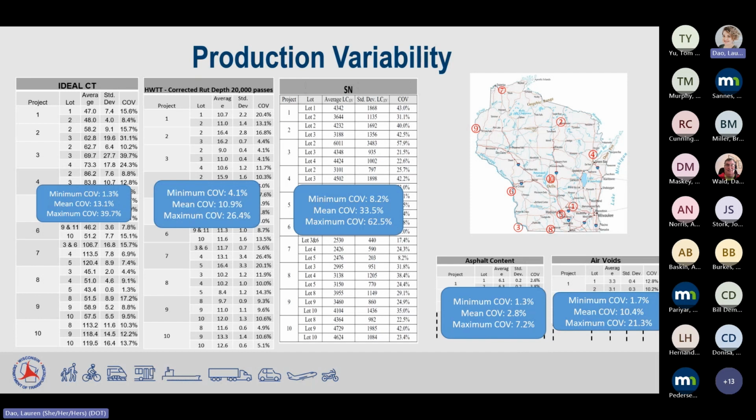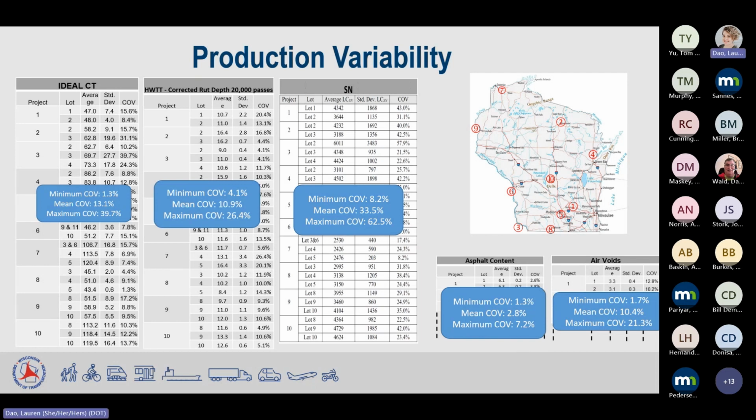I want to point out a couple of statistics just so we can move on. You can see we sampled from lots on multiple projects. There are 10 projects and we sampled from 3 lots so that you can get a coefficient of variation, a representation of production variability for multiple projects. I want to point out the mean coefficient of variation for IDEAL CT was 13%. And over here, you can see the mean coefficient of variation for air voids is 10%.